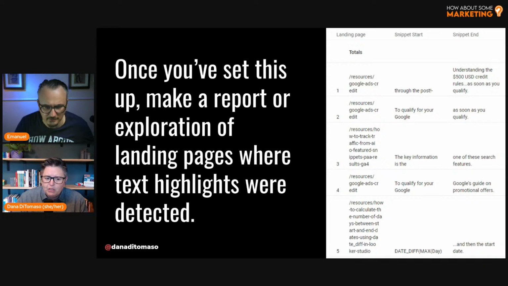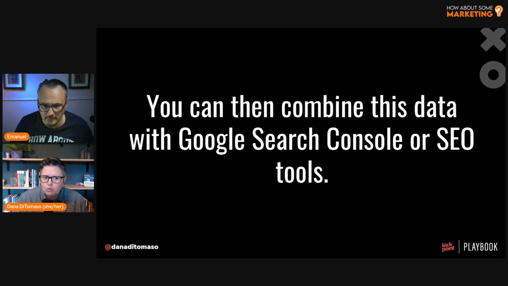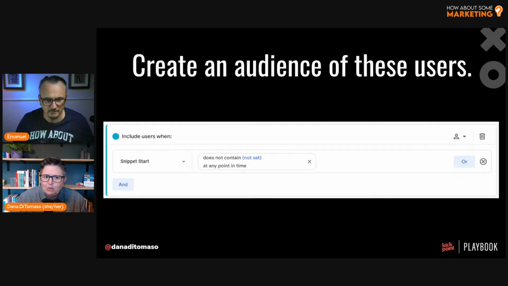Then once you have this information, you can combine this data with Google Search Console or other SEO tools and see what possible queries cause those AI overviews to come up. And then you can tell, are you serving that audience well? How are people engaging with this? Of course, as always, I want you to create an audience of these users as well. And then you can also use them again in remarketing.